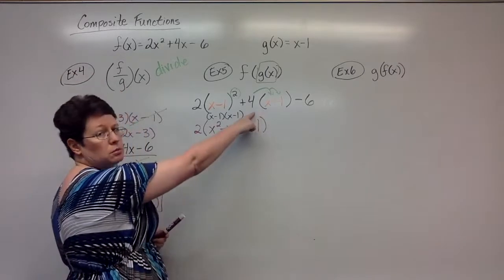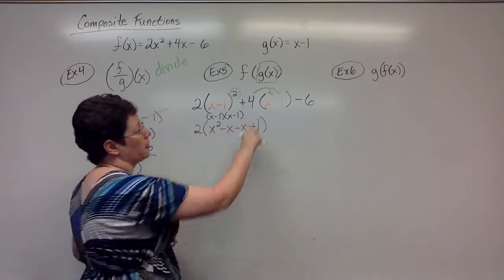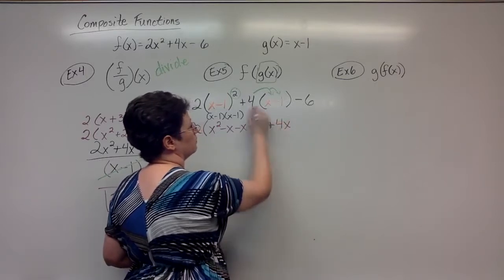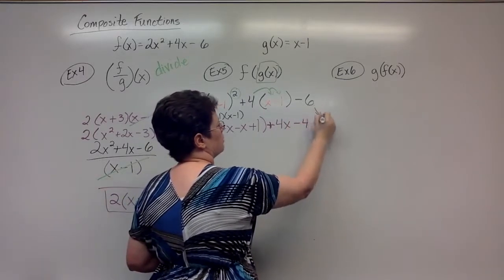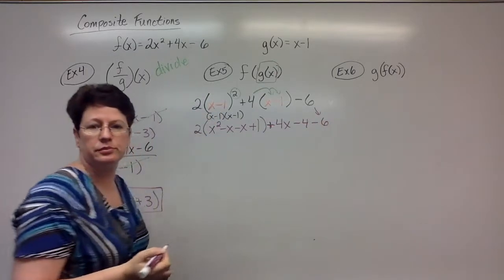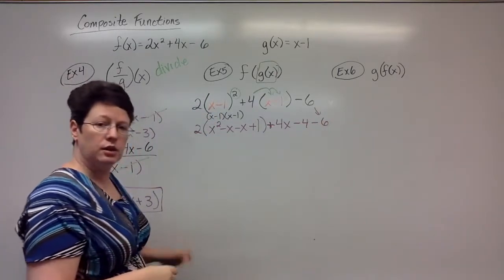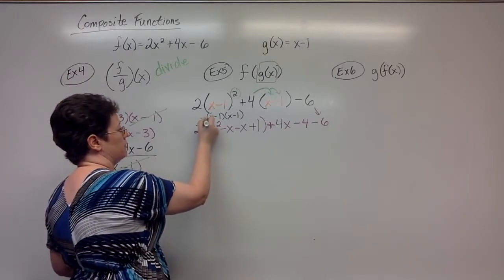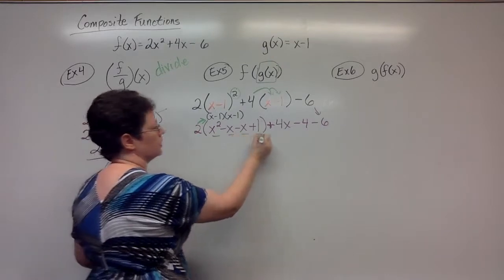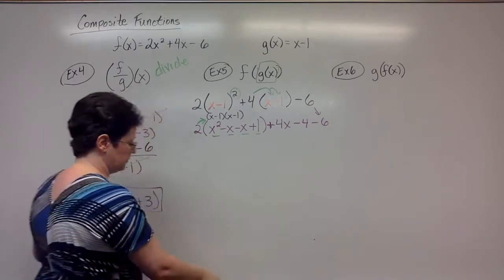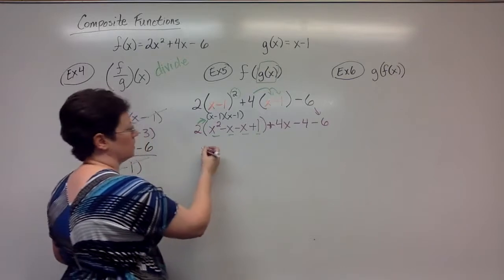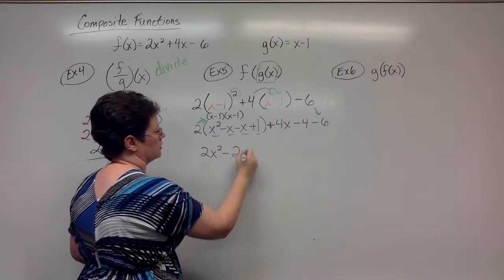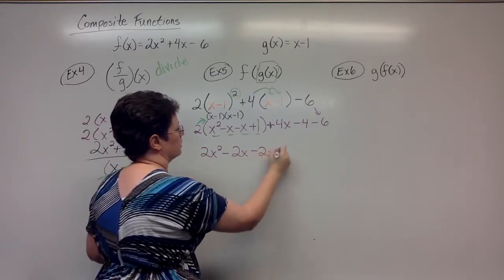Okay, now we're going to distribute this 4. Can we handle that? 4 times x is 4x. Okay, 4 times negative 1 is minus 4, drop down the 6, minus 6. Are we ready to combine like terms? No, we still got to distribute this 2 out front. It has to go to every single thing inside the parentheses. So I'm going to have 2x squared minus 2x minus 2x plus 2.